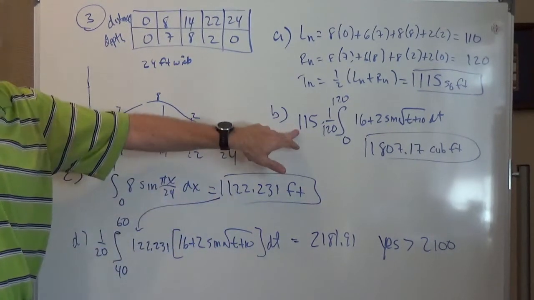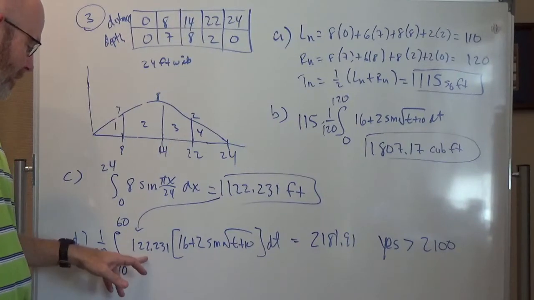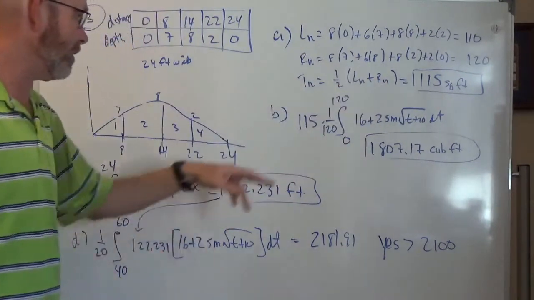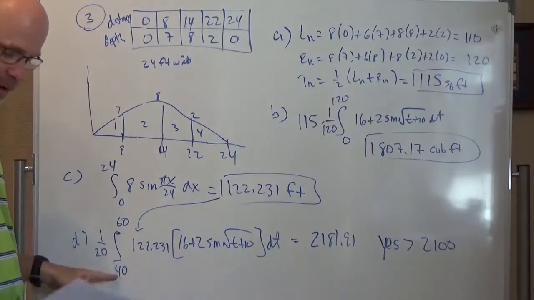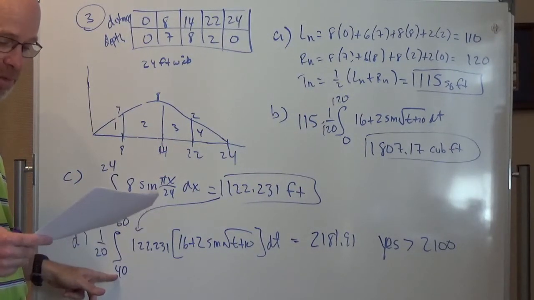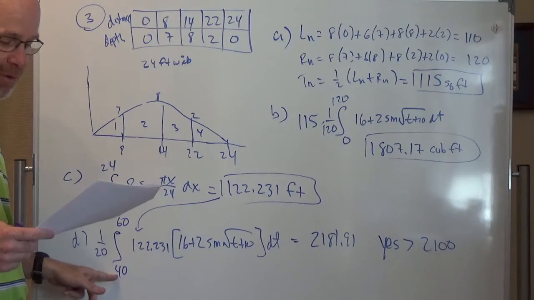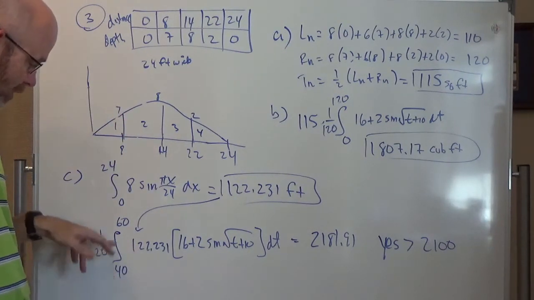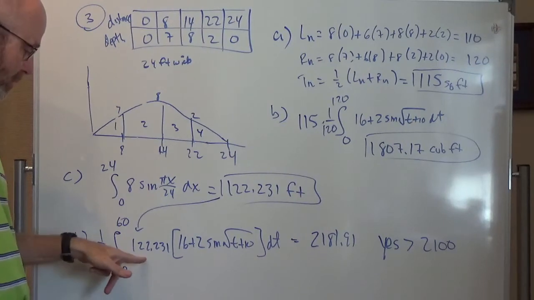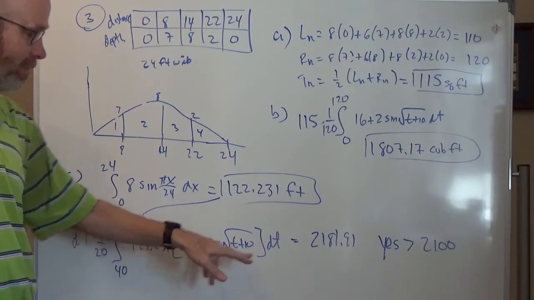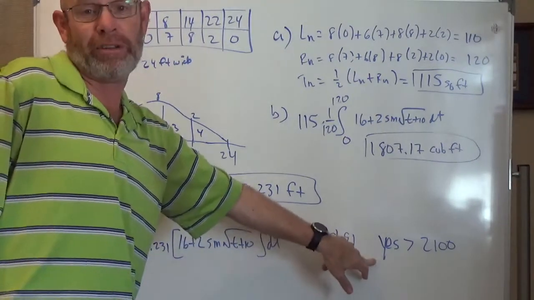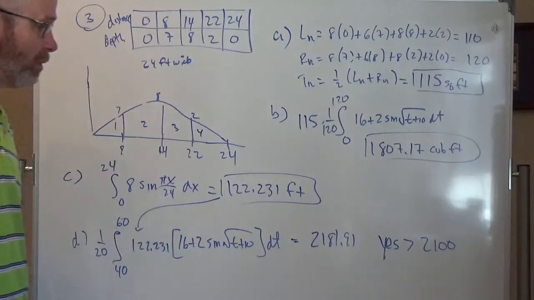The last problem is really the same as B, except we're using the 122.231 instead of the 115 we used up here. And we're trying to find the average. Again, the question was the average value in the 20-minute period from 40 to 60. So 40 to 60 divided by the length of that interval. That's the number from here. Times that, got 2181.91. The question was, is it going to overflow if it's more than 2100? So yes, it's more than 2100.